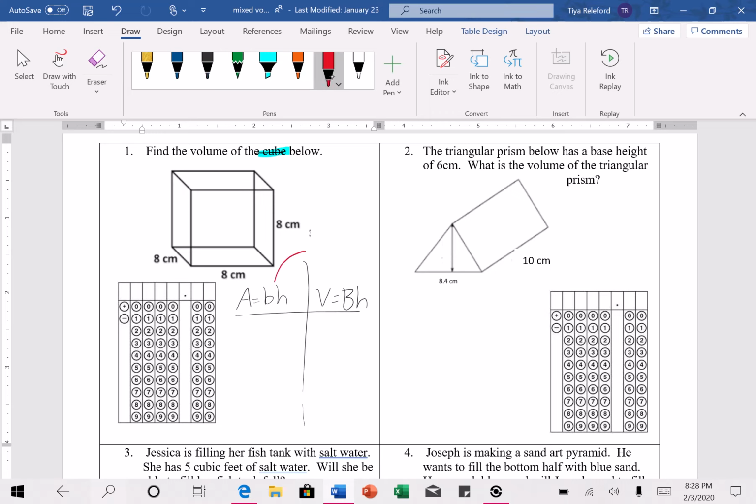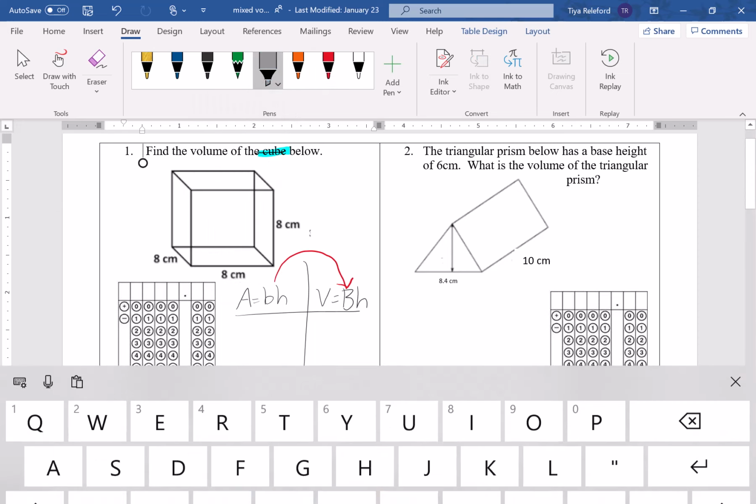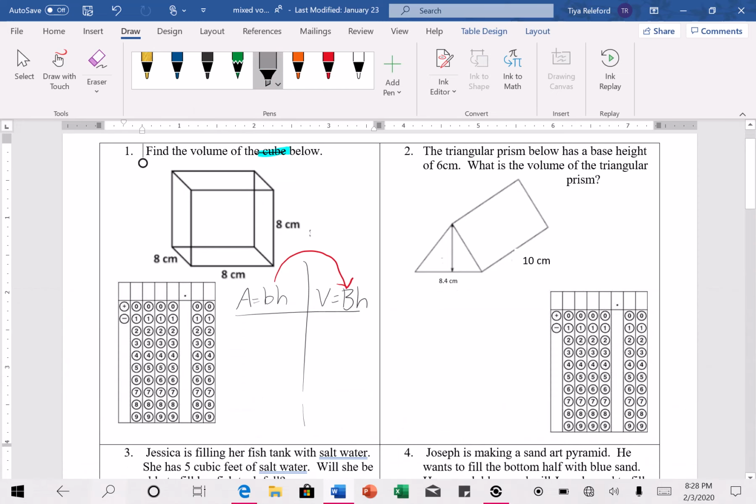Now, the area of a rectangle is going to give us our capital B, our area of the base. So first we need to shade in the base. The base of our rectangular prism is a rectangle, and that is 8 times 8. That number goes in for capital B.